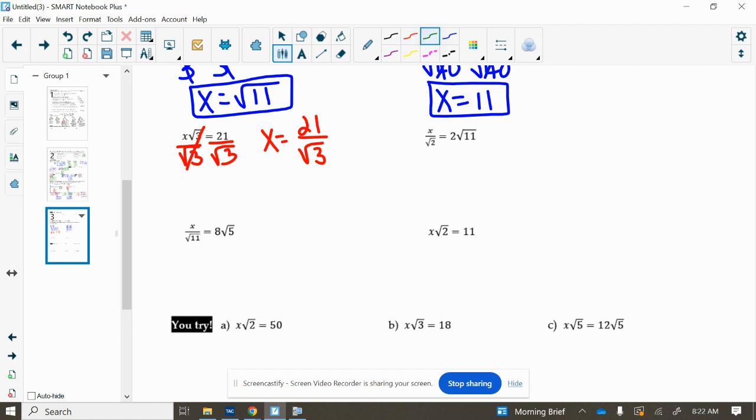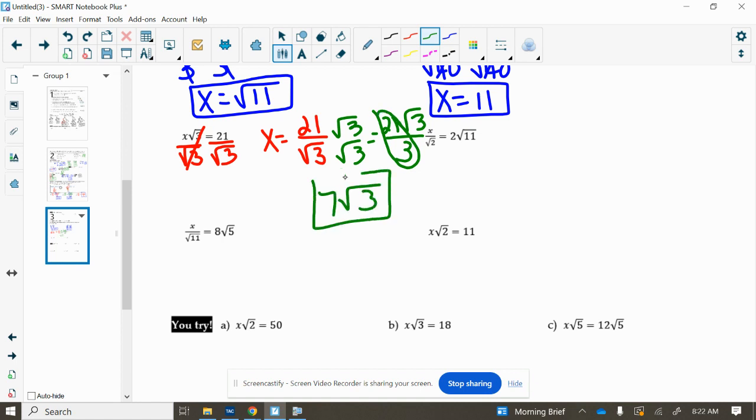So we're going to multiply top and bottom by the square root of 3. We end up with 21 square root 3 over 3. And then last but not least, 21 is divisible by 3 this time. So we're just left with 7 square root 3.